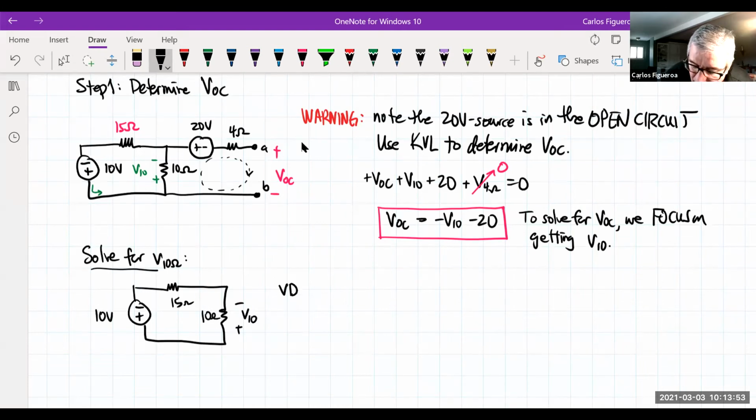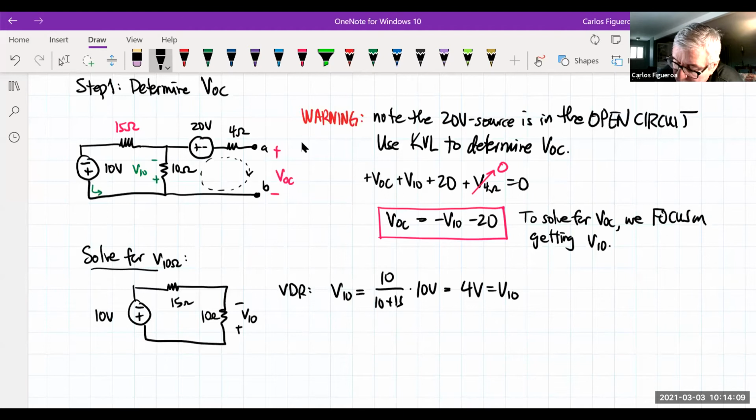So what am I going to use? I'm going to use VDR. The voltage across the 10 is going to be 10 over the sum of the 2 times 10 volts. And you could see that's going to be 100 divided by 25. I'm going to get 4 volts. So V10 is 4 volts.